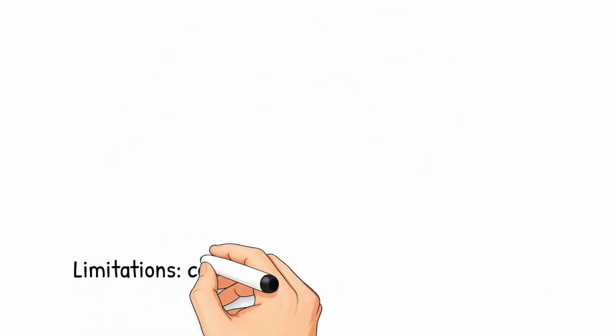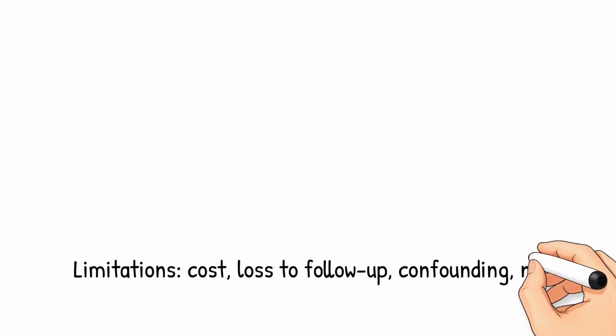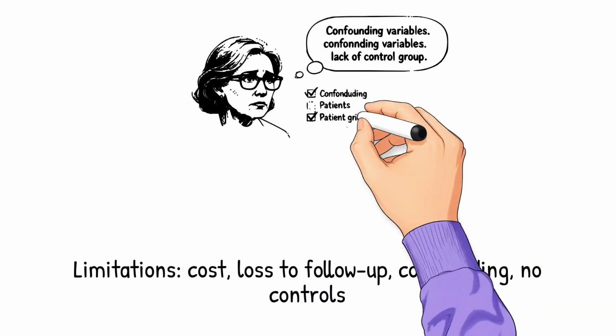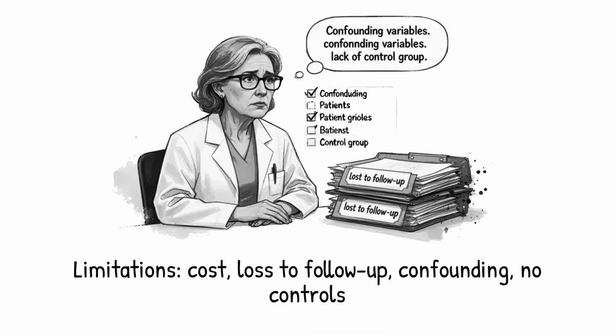The limitations: expensive and time-consuming. Loss to follow-up is a major threat. If the sicker patients drop out, outcomes look better than they truly are. Confounding variables can still explain results in observational cohorts. In interventional cohorts, without a control group, you cannot know whether the outcome would have occurred without the treatment.